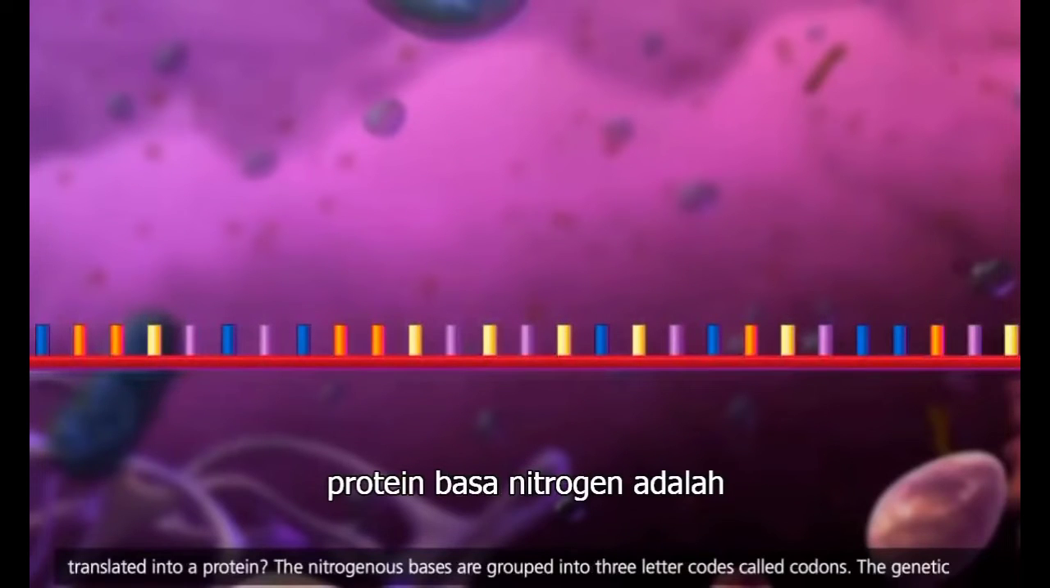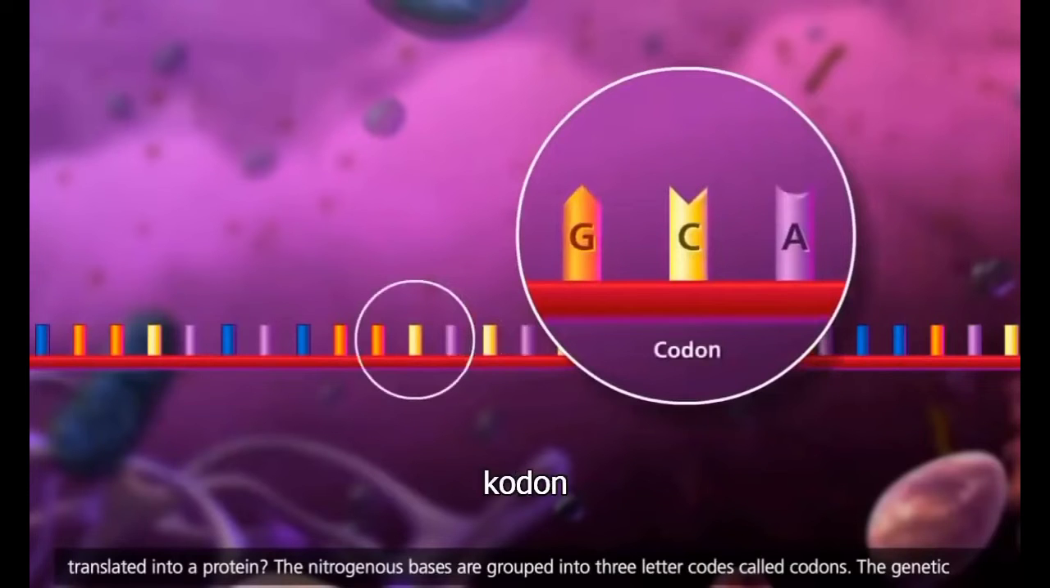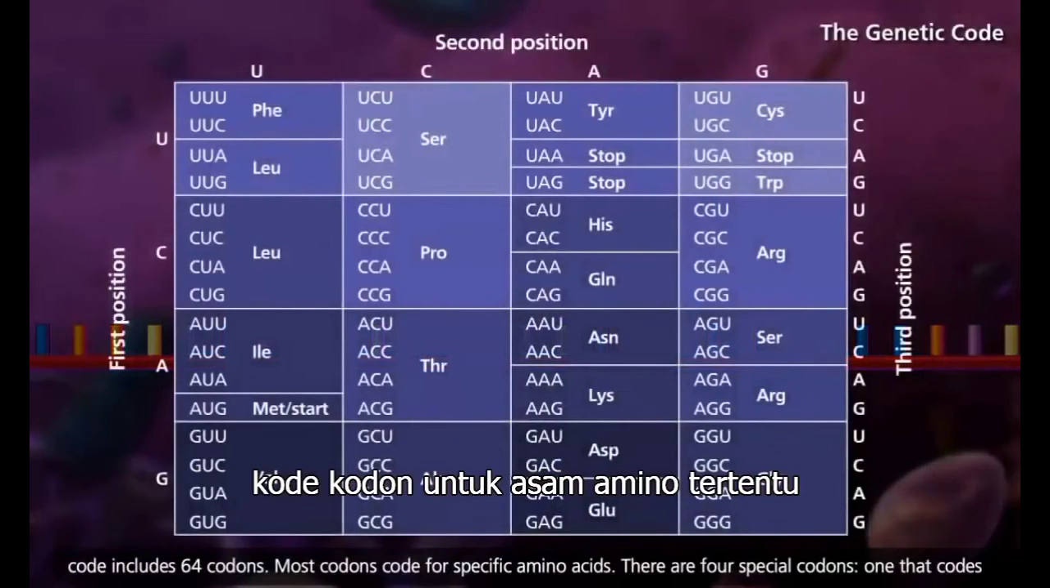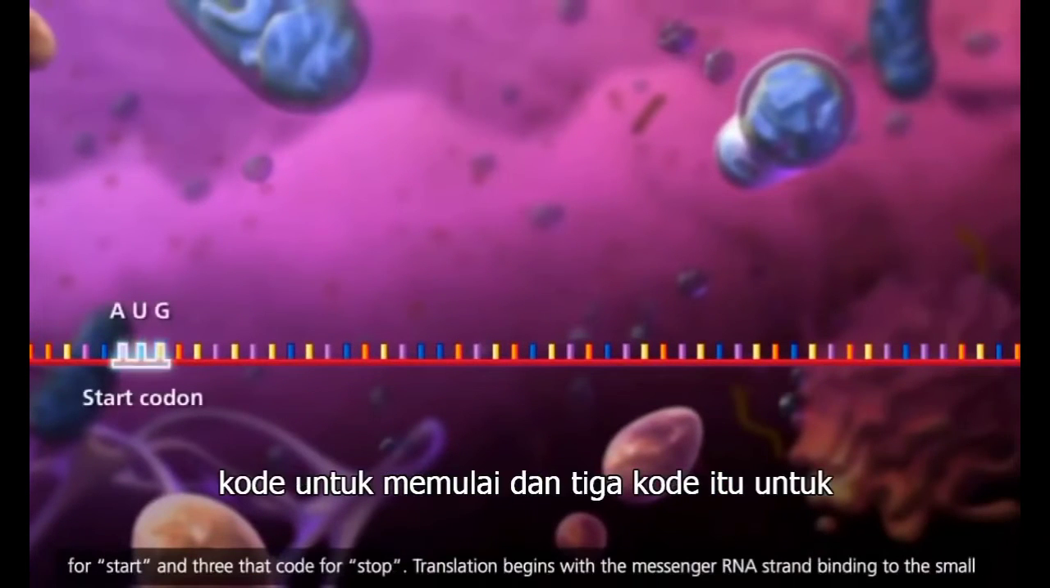The nitrogenous bases are grouped into 3 letter codes called codons. The genetic code includes 64 codons. Most codons code for specific amino acids. There are 4 special codons, 1 that codes for start and 3 that code for stop.